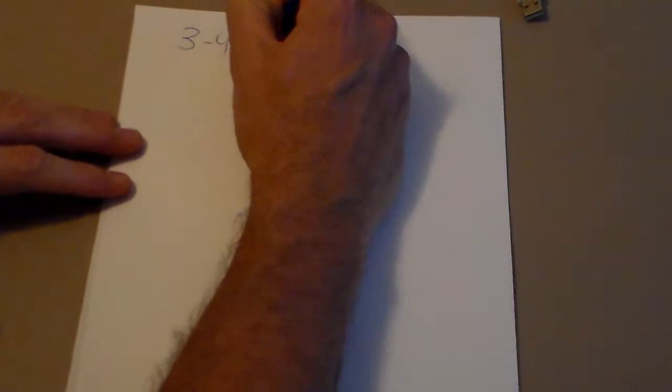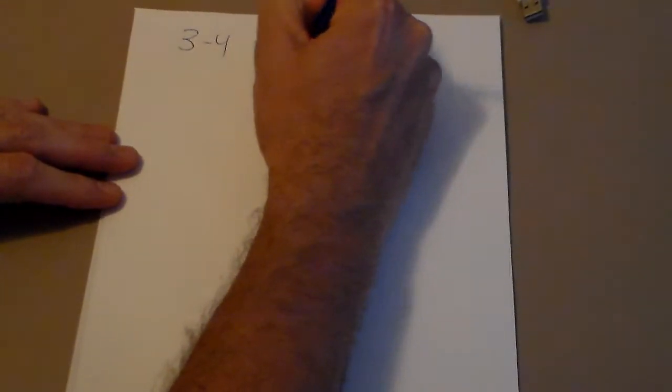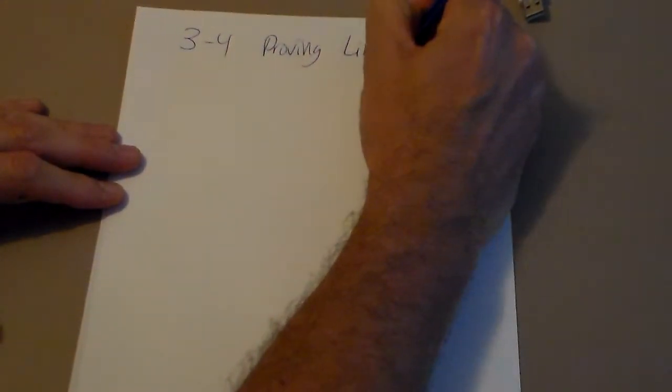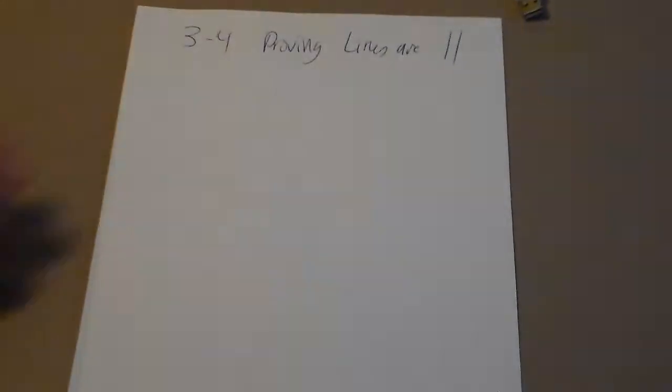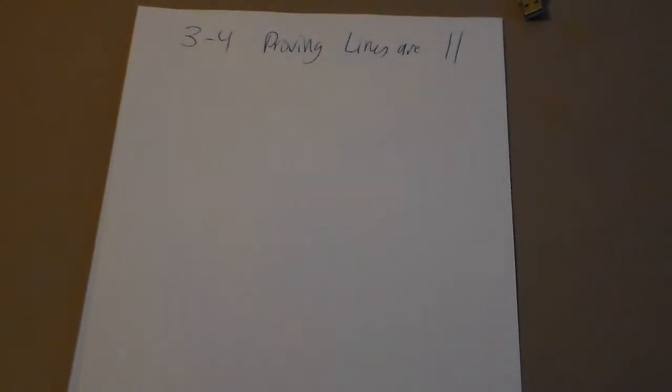Okay guys, so we are going to do section 3.4. 3.4 is the title of it, proving that lines are parallel. Okay, proving lines are parallel. When I do that symbol, that means parallel.